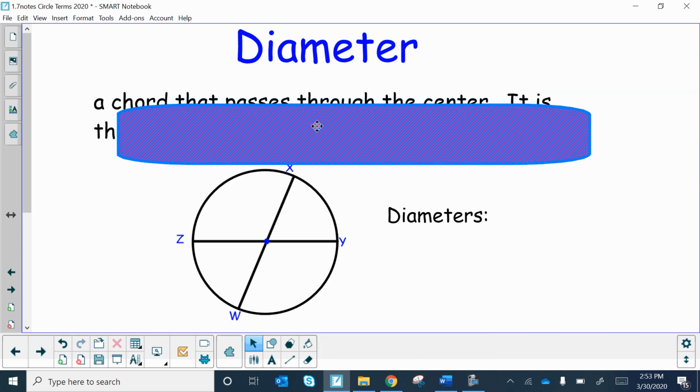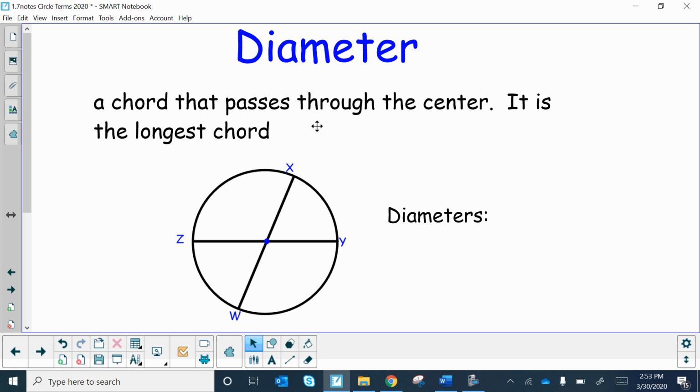Next term is a diameter. A diameter is a chord that passes through the center. So I'm going to highlight the word chord because I just defined what a chord was. Only this one, it goes through the center. So I'm going to highlight the center. And it is the longest chord. So this will be your longest chord in any type of circle.